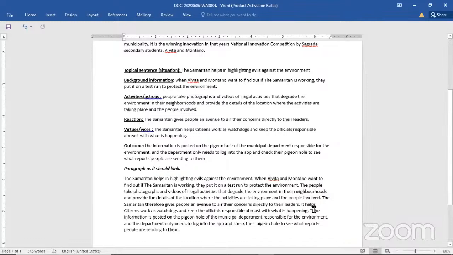The information is posted on the pigeonholes of the municipal department responsible for the environment, and the department only needs to log into the app and check their pigeonhole to see what reports people are sending them.